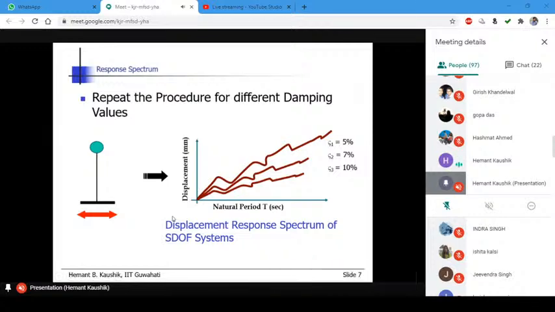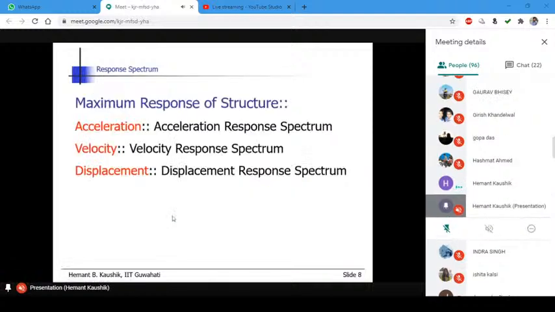And this is a very common MTech project given to students in any IITs, and I'm sure in other engineering institutes also, to generate the response spectrum for a single degree of freedom system. Now, like we did for displacement, we can also generate the response spectrum for velocity and acceleration. Those will be called the velocity response spectrum and the acceleration response spectrum. The method remains the same. Instead of displacement, you have to find out the velocity and the acceleration.